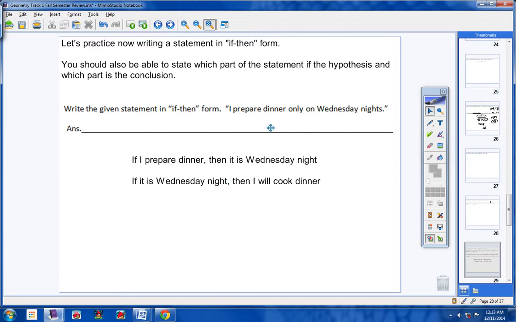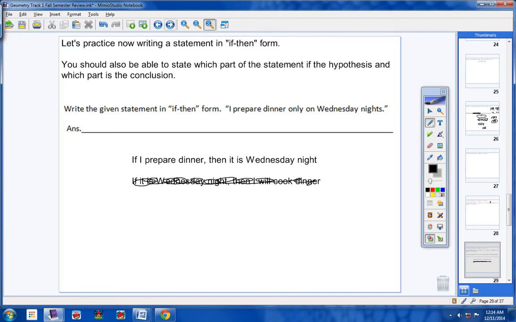I prepare dinner only on Wednesday nights. But it does not say that I'm going to prepare dinner on every Wednesday night. It's just saying I prepare dinner only on Wednesday nights. So if I prepare dinner, then it's Wednesday night, okay? This one here is not correct.